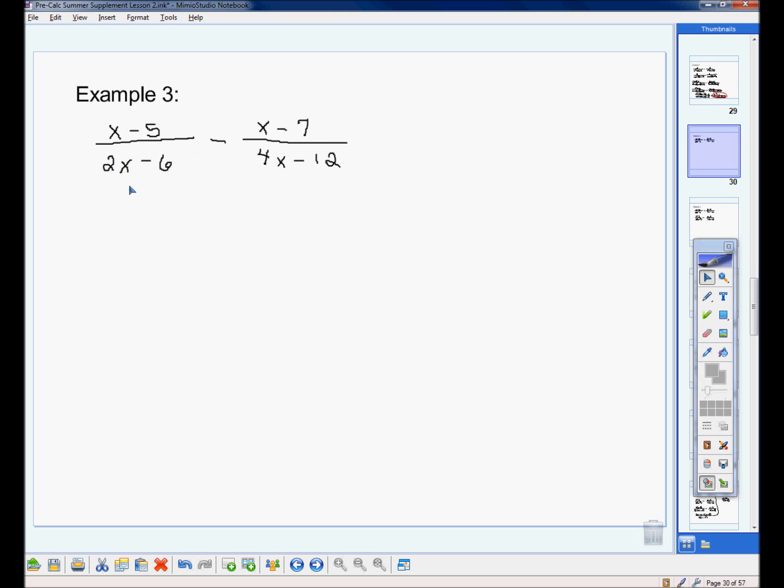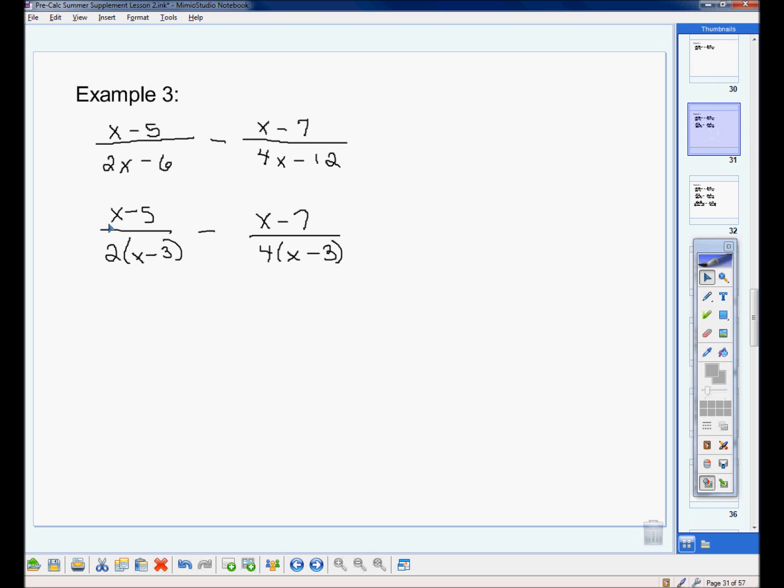Okay. Once again, the denominators are not in factored form, so we're going to go ahead and factor them. This one looks like it's a little bit easier, so we can pull a 2 out of this one, and we can pull a 4 out of this one. So this becomes 2 times x minus 3, and this will become 4 times x minus 3. Just rewrote the numerators. 2 times x minus 3, 4 times x minus 3.